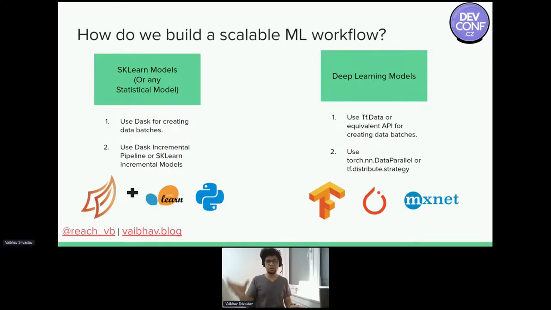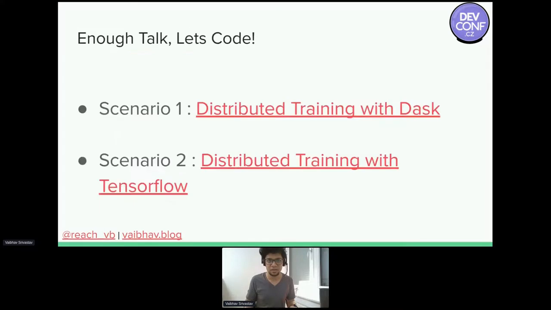For more deep learning based models, or for new models, you use something like tf.data or its equivalent in whichever framework you're using to create data batches, and you use something like torch.nn.DataParallel or tf.distribute strategy to load your model on separate GPUs and then train your model and so on.